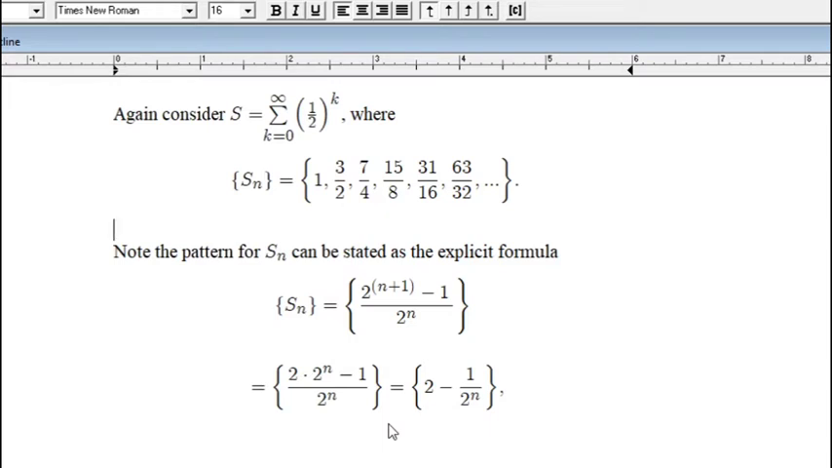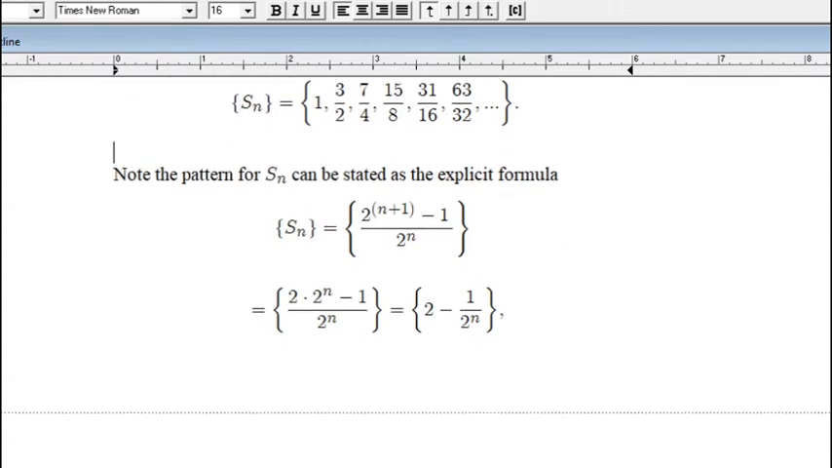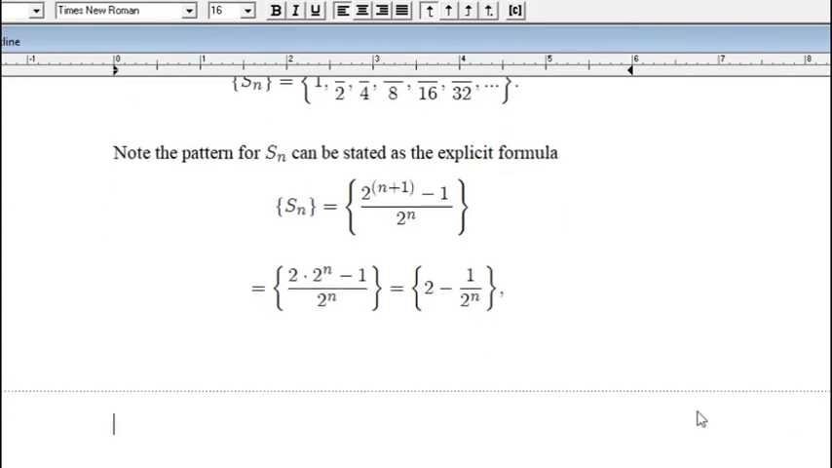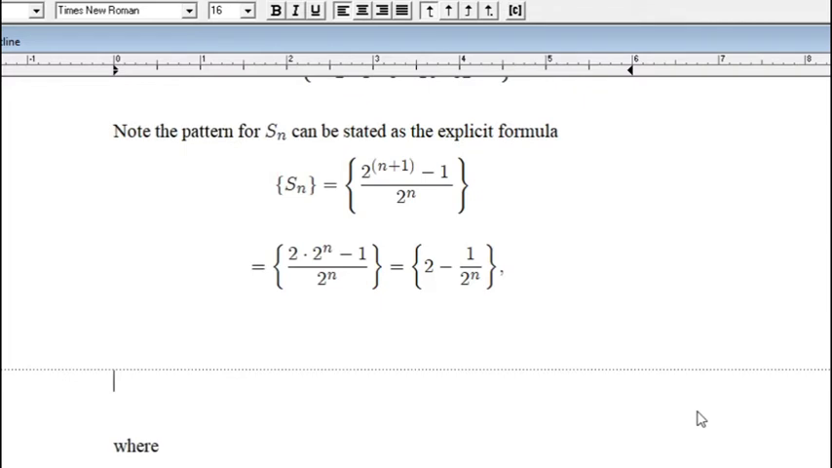S sub n, you might recognize, is essentially the ratio of 2 to the n plus 1 power minus 1 over 2 to the n, which with a little bit of algebra, you can rewrite as 2 minus 1 over 2 to the nth power. Now, in this result, we see a nice result where the application of a limit can be applied.